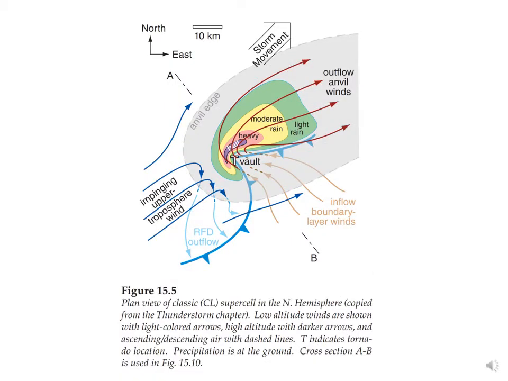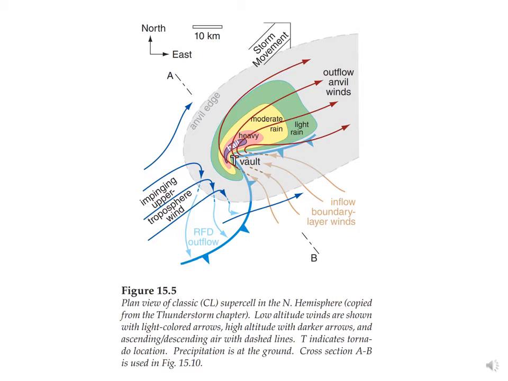So if we look at a supercell thunderstorm from above, we have the hook echo, which is your bounded weak echo region, which is denoted with the letter T here. That's where the tornado is most likely to form, if a tornado is going to form, because that's right underneath the wall cloud and the rotating mesocyclone.